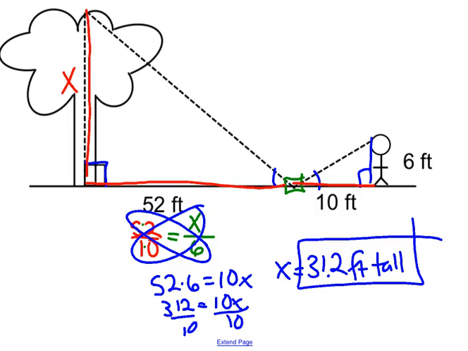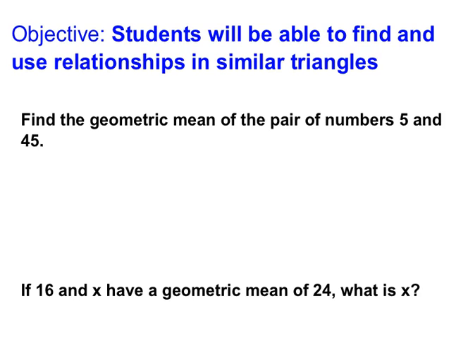All right, just a few problems left to go and we'll be done with this video. So, here we go. Students will be able to find and use relationships in similar triangles. When we talked about this, we also talked about geometric mean. And that might seem like a random concept to have in the middle of this triangle objective, but it actually goes along with it. Geometric mean means there's some number where you can say that 5 divided by x equals x divided by 45. Remember, we had means and extremes. So in this situation, x and x would be your means, and 5 and 45 would be your extremes.